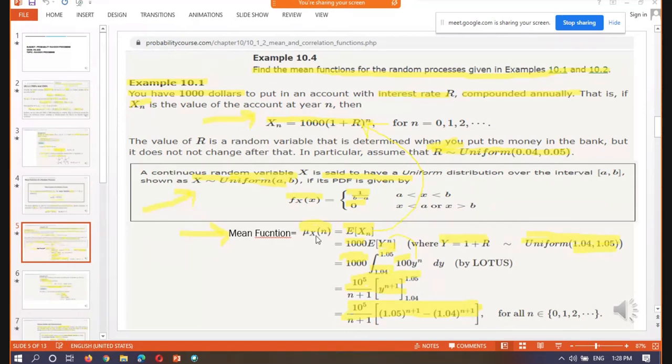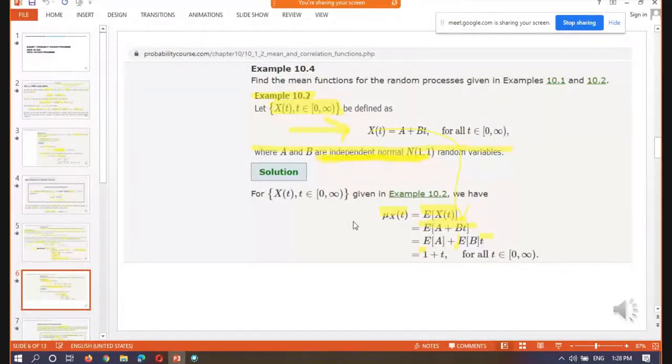So here you can see that this mean function is a function of time. So like for different n you have different values. So the expected value is different. The expected outcome is different for different values of n.